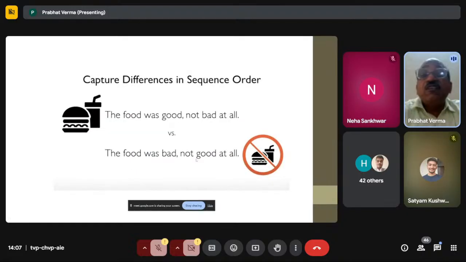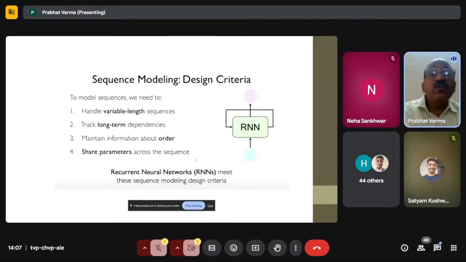The third issue is to capture differences in sequence order. If there is some change in the order of the sequence, the model should be able to identify it. For example, "the food was great, not bad at all" versus "the food was bad, not good at all." All the words are the same, only the difference is in the sequence, so the sequence does matter. That should be ensured by the model. So these four design criteria should be fulfilled, and RNN fulfills these design criteria.